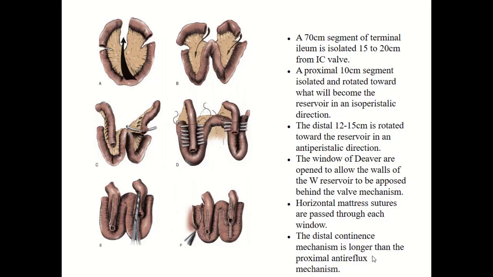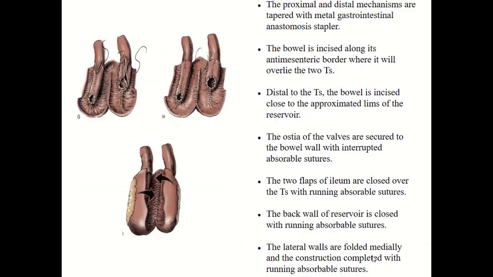The distal continence mechanism is longer than the proximal anti-reflux mechanism in this pouch. The proximal and distal mechanisms are tapered with the gastrointestinal anastomosis stapler. The bowel is incised along its anti-mesenteric border where it overlies the two T's. The distal T's of the bowel are inside close to the approximated limbs of the reservoir. The ostia of the T's are secured to the bowel with interrupted absorbable suture.